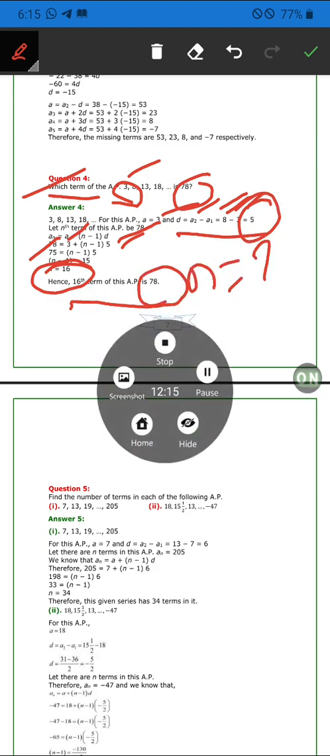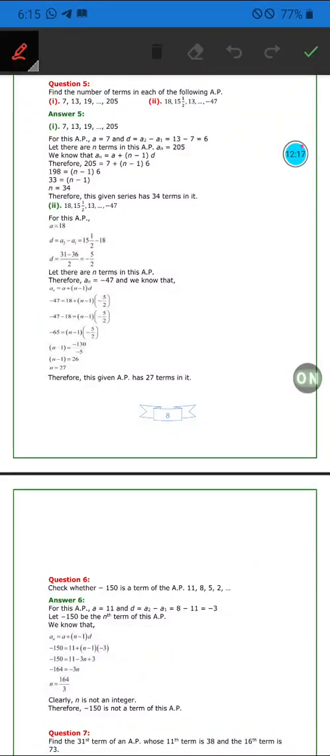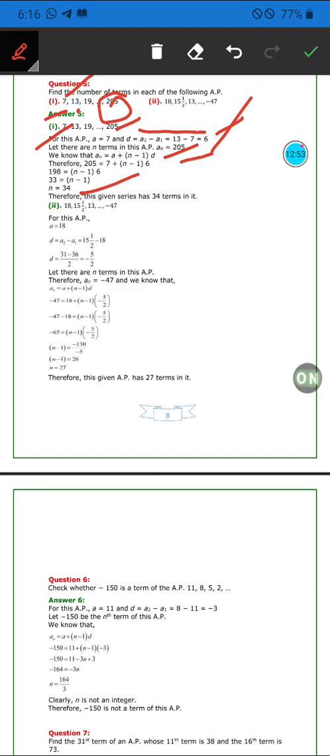So in the fifth question, A value is 7. What is the D value? D is equal to A2 minus 7, so 13 minus 7, it becomes 6. D is 6, A is 7. Find the number of terms. It means we have to find the N value. N is the last term, 205. So N is 205, D is 6, A is 7. Put the values of A, D and N in the formula. So we get N as 34. So there are 34 terms.